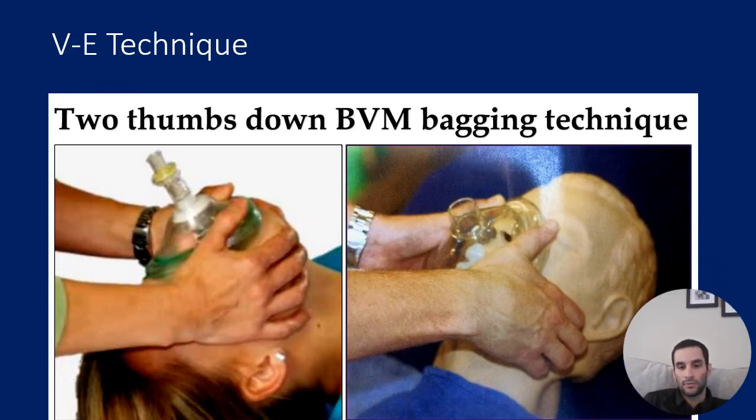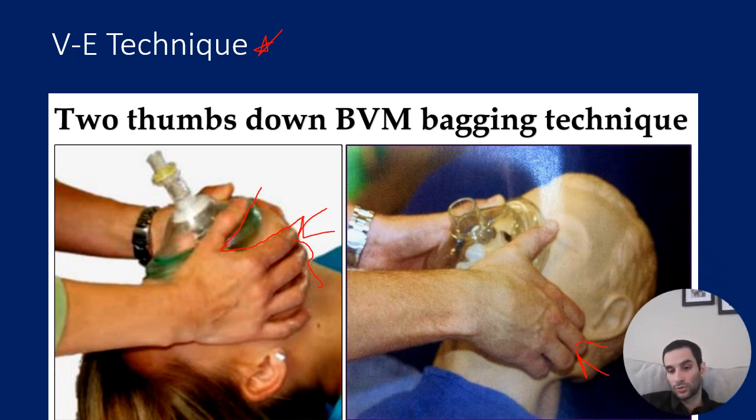Let's compare that to the VE technique. And this is my preferred technique. So instead of the CE, you have the same E, but notice you now have a V here, okay? And the two thumbs are pressing. Now notice this can be done from behind, this can be done from the front, and these fingers here are perfectly positioned to do that jaw thrust at the same time. So you're pulling the mandible forward into your thumbs as your thumbs press the mask down onto the face.